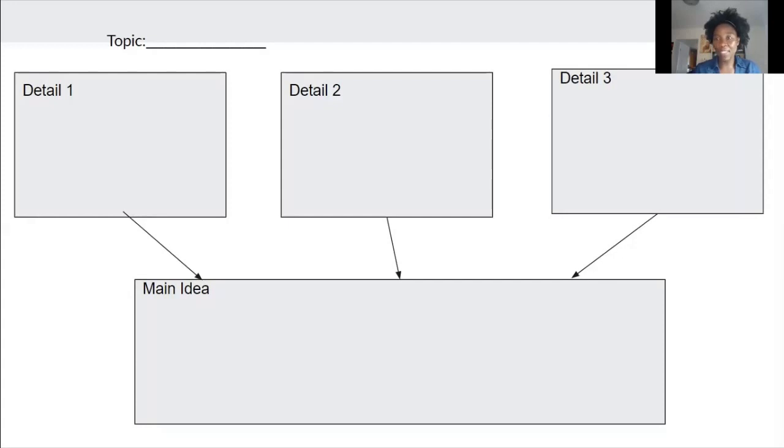The first passage, I will model for you how to identify the details, summarize them, and then write your main idea. The second passage, you will be doing the same on your own. However, we will go through the responses towards the end of the lesson.